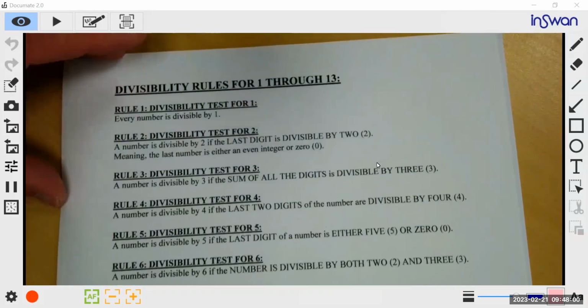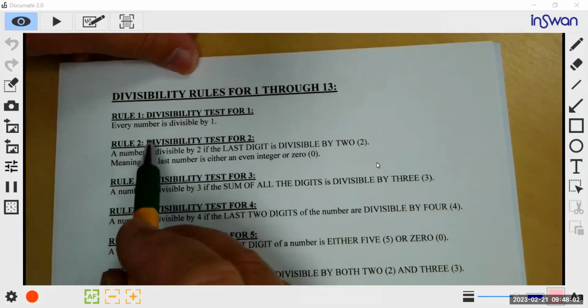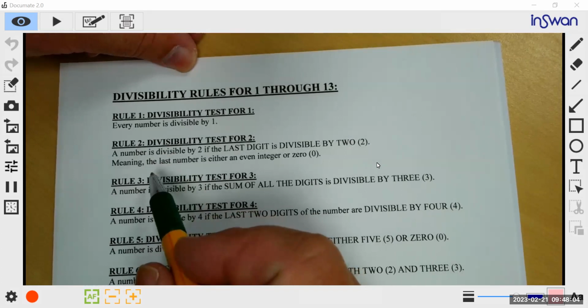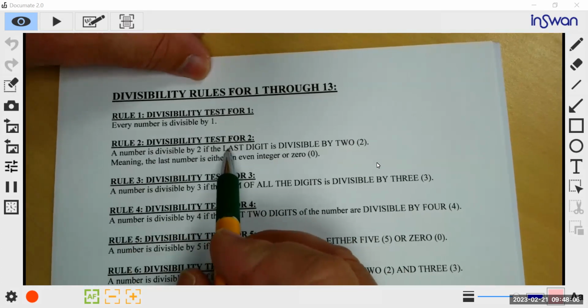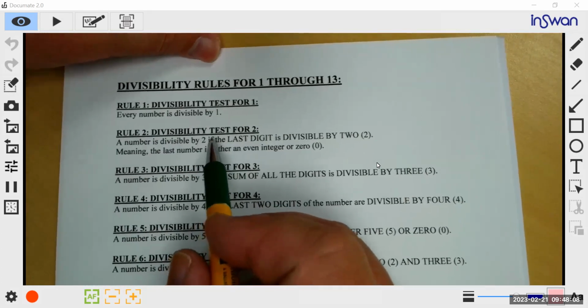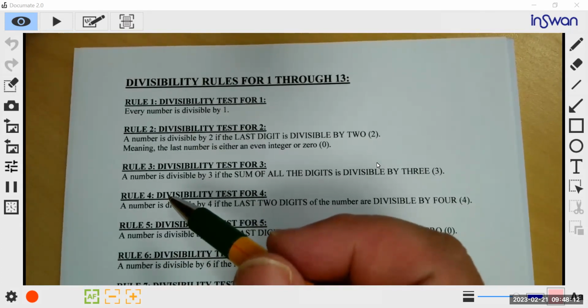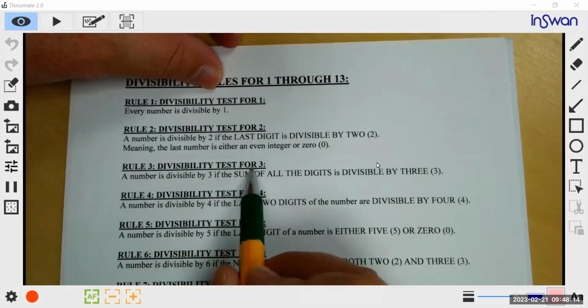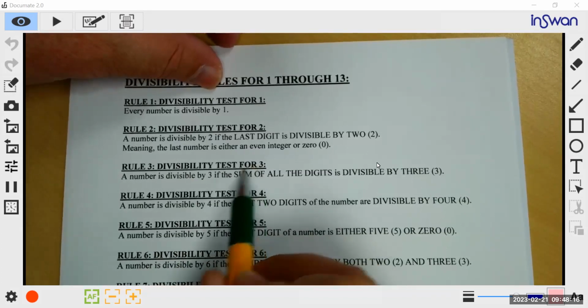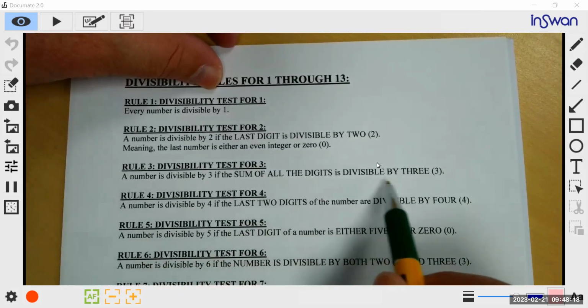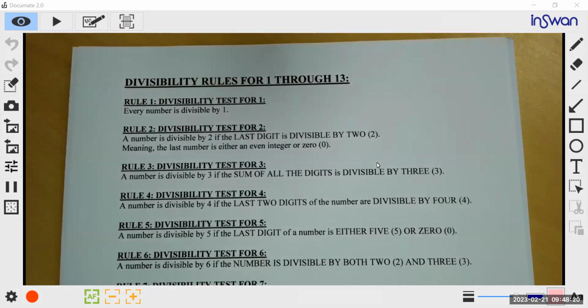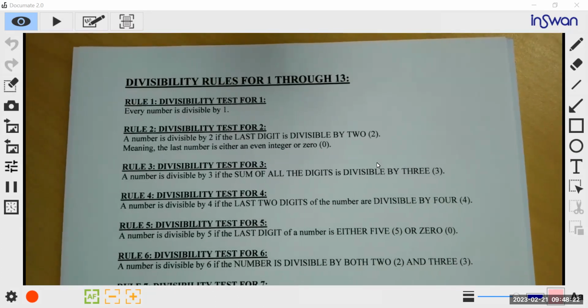For example, everything's divisible by 1. Duh. Divisible by 2. How do you know something's divisible by 2? If the last digit's an even or 0 integer. Divisible by 3. If you add up all the digits in the number and that sum is divisible by 3, then the whole number is divisible by 3.